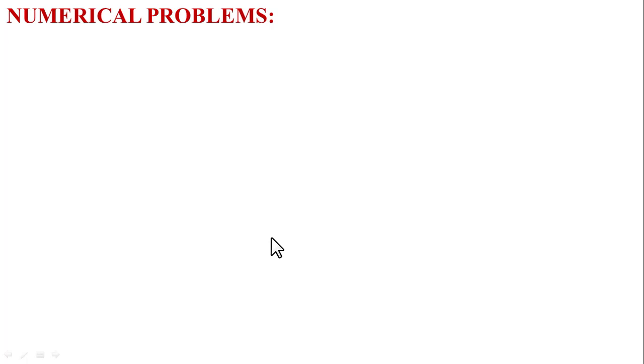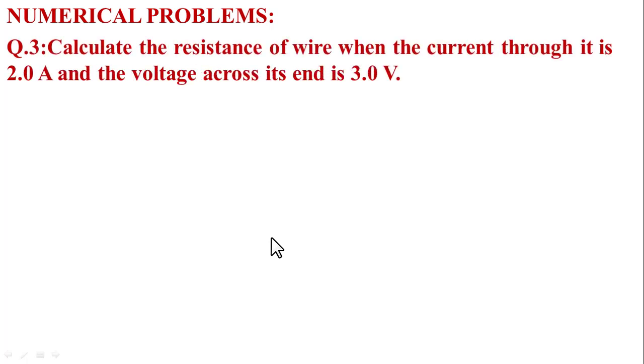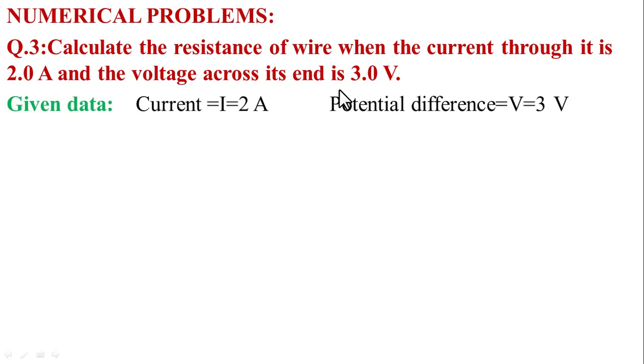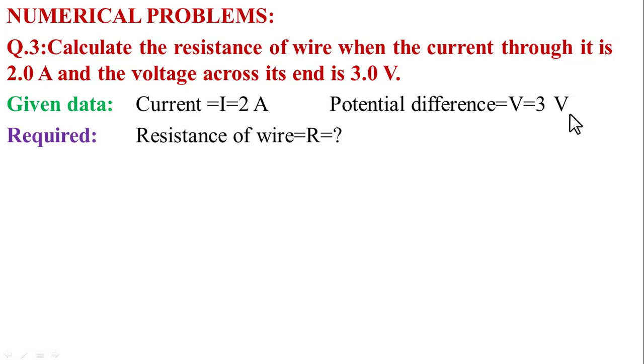Now we will move to numerical problem question number 3. In question number 3, the given statement is: calculate the resistance of a wire when the current through it is 2 ampere and the voltage across its ends is 3 volt. According to the statement, given data: current I is equal to 2 ampere and the potential difference V is equal to 3 volt. We have to find the resistance of the wire R, which is equal to question mark.